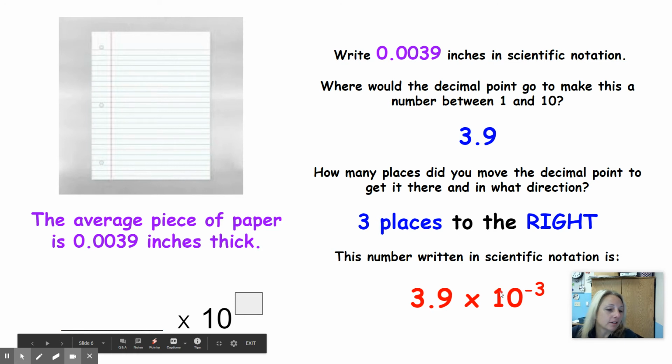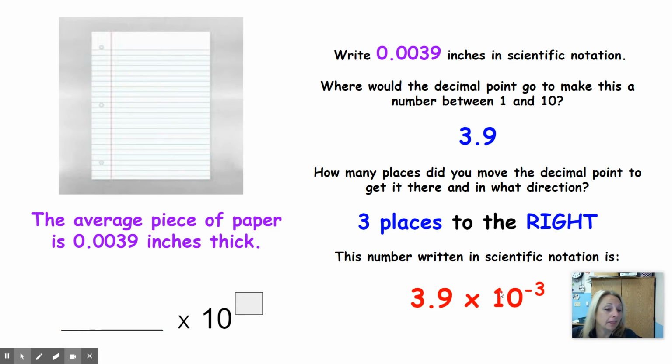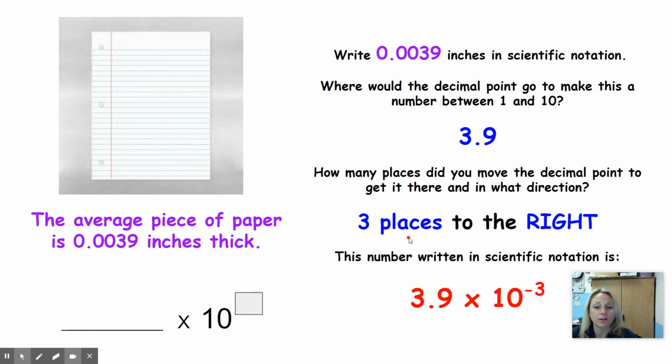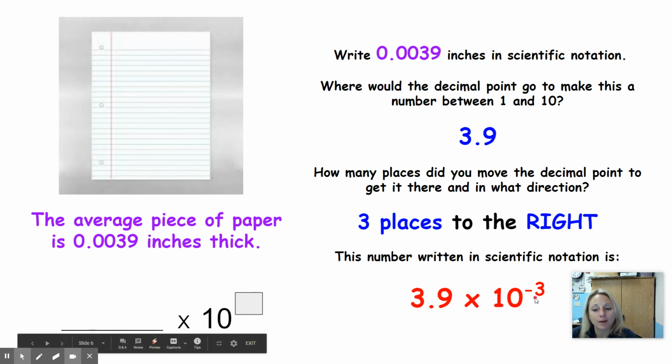The average piece of paper is 39 10,000ths inches thick. Written in scientific notation, again, where would the decimal point go to make this a number between 1 and 10? It would go here between the 3 and the 9. And that moves the decimal point 3 places to the right. So here's the number between 1 and 10 times 10 to the something. That something is a negative 3 because we went 3 places to the right. And in order to get it back, we would multiply by 10 to the negative 3 and move it to the left and make it small again.